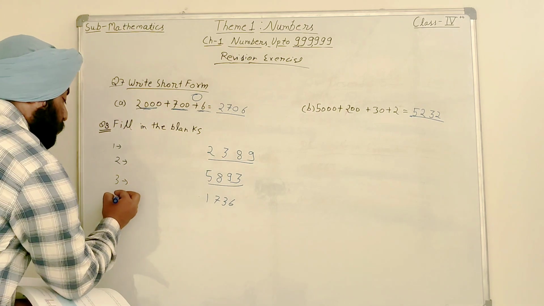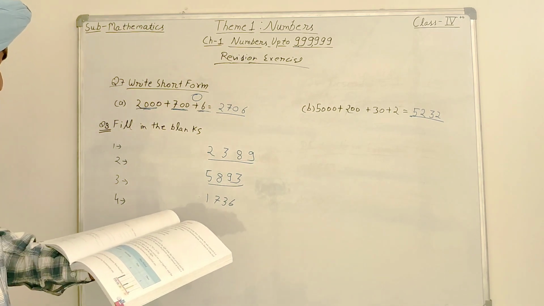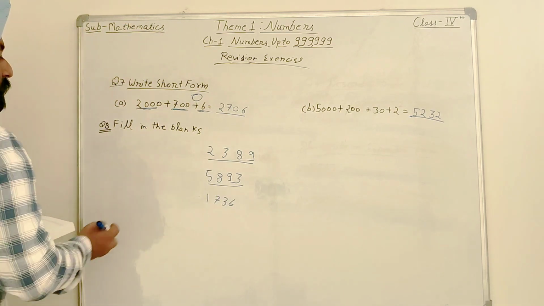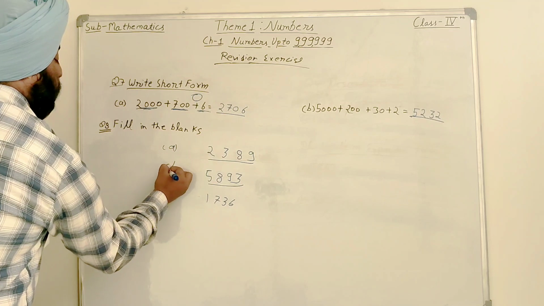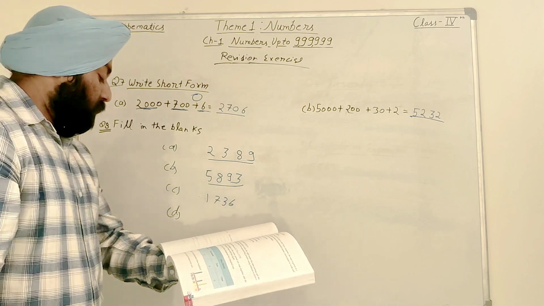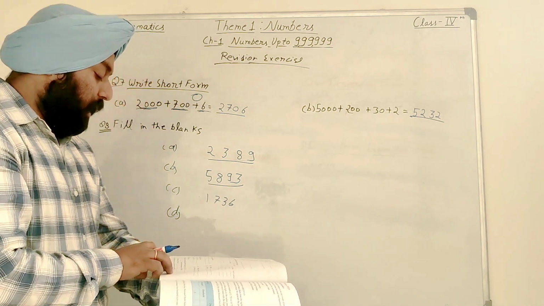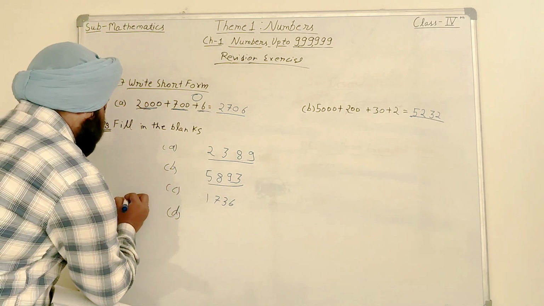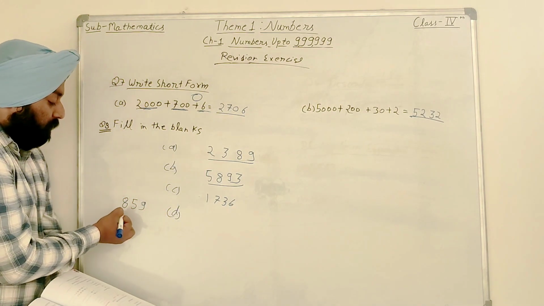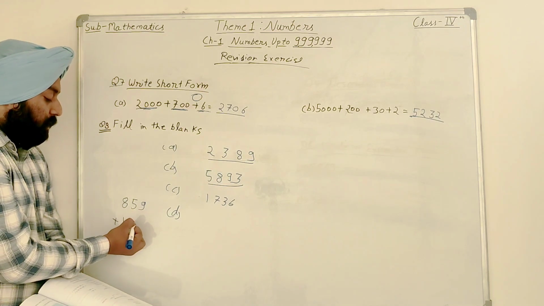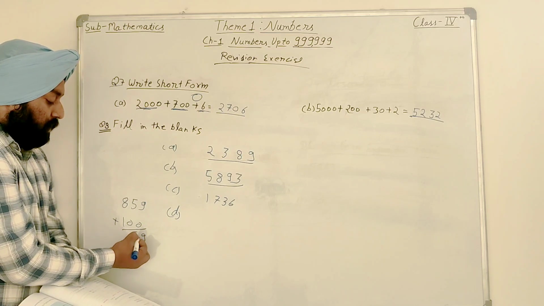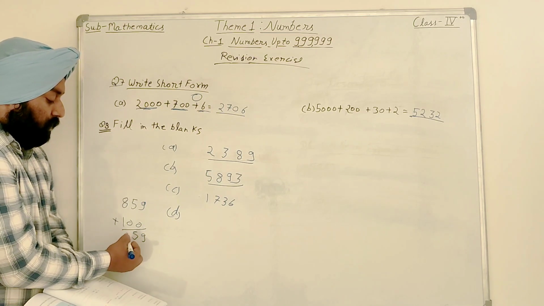Question number 4 of filling the blanks. The series is A, B, C and D. The number which is 100 more than 859. We just have to add 100 to 859. Then the number is 959.